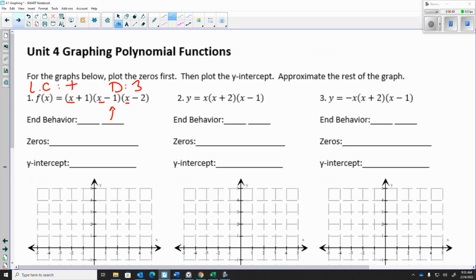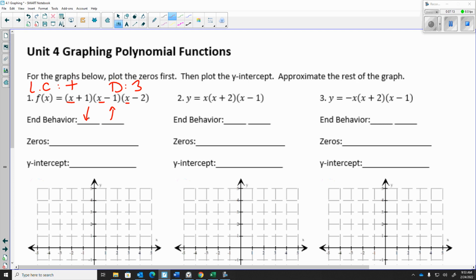Is this odd or even? That's odd. That means the sides do not match. Okay? So if this one's going up, what does this one need to do? It means it needs to go down. So there's our end behavior. The left side is going down and the right side is going up. Okay?